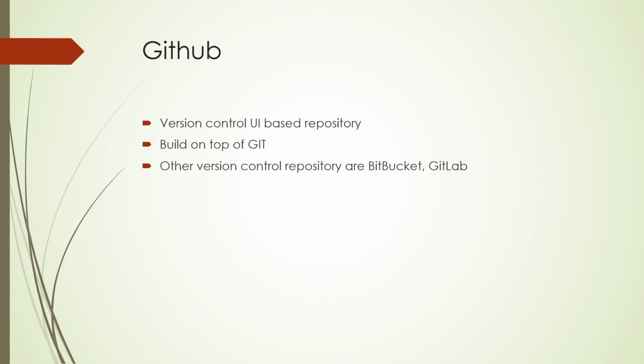Now what is GitHub? GitHub is basically a version control UI-based repository which is built on top of Git. Other version control repositories are Bitbucket and GitLab. GitHub also provides many other functionalities and we will check how to host a website in Git, which is completely free. You can even create free and public repositories. You can push your code and maintain it across your organization, though it will not be private.